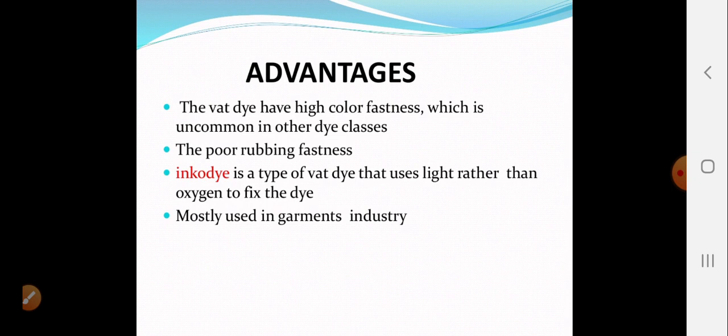Next are the advantages of this type of wet dyes. They have high color fastness, which is uncommon in other classes, though poor rubbing fastness. Indigo dye is a type of wet dye that uses light rather than oxygen to fix the dye, and is mostly used in the garment industry. But as of now, with the popularity of reactive dyes, fiber reactive dyes, the use of wet dye is somewhat decreasing.